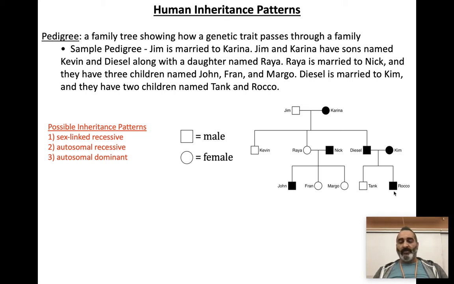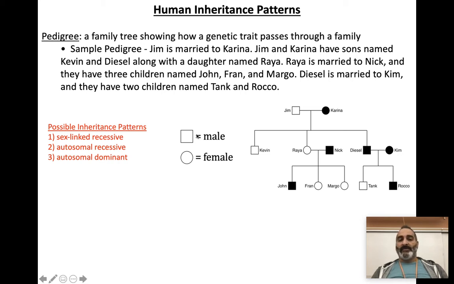What you're trying to do is to see how that trait or characteristic is passed down from generation to generation. We need to figure out what's called the inheritance pattern. Once you figure out the inheritance pattern, your goal is then to figure out their genotype, what letters they have, based off of this particular family tree.